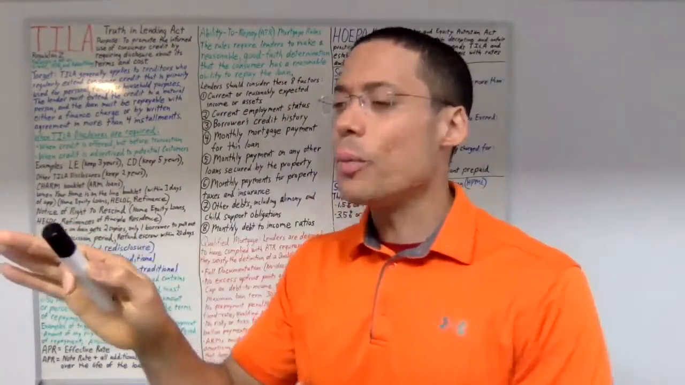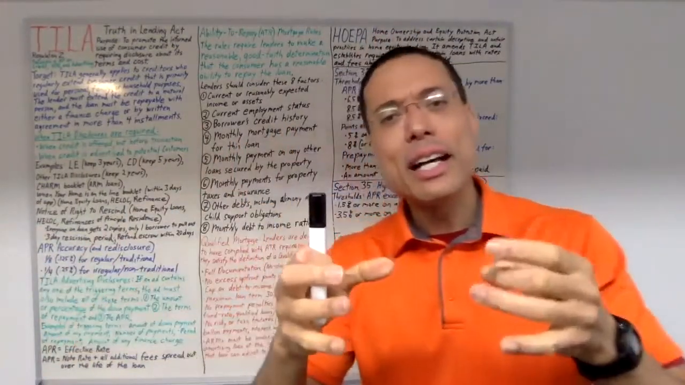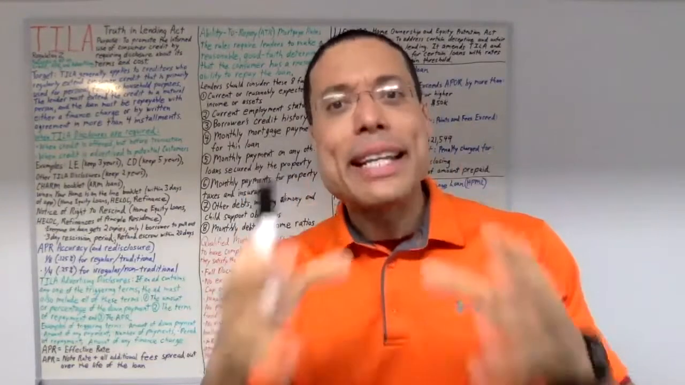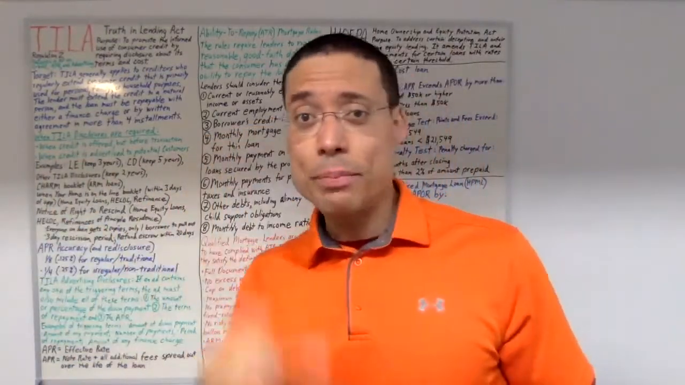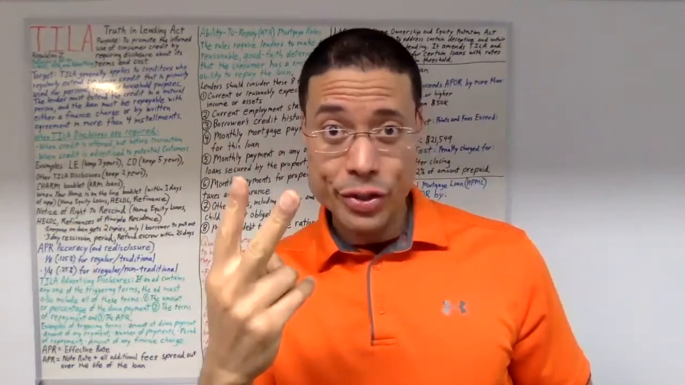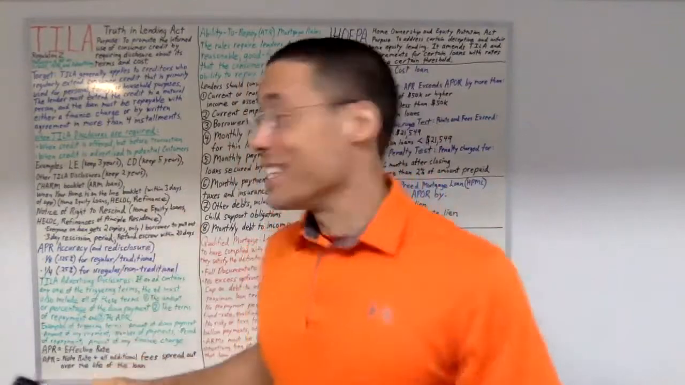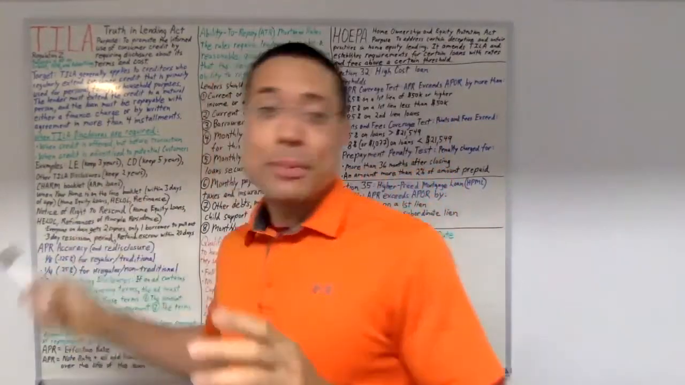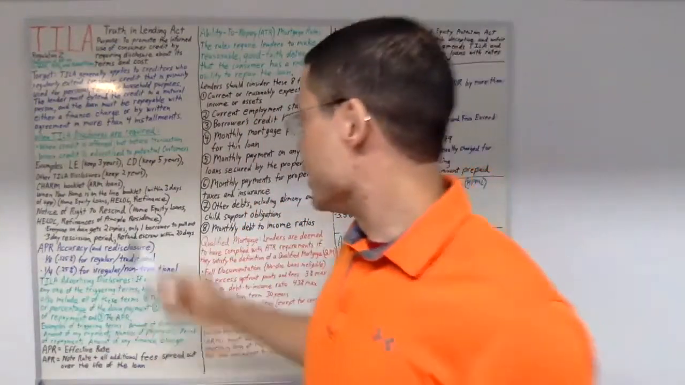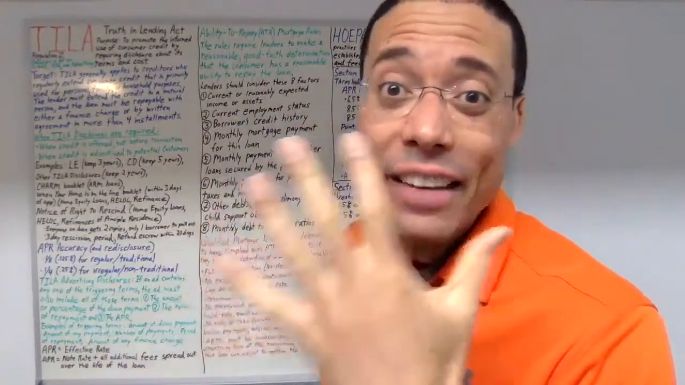And as a side note, in general, how long must TILA disclosures be kept? In general, TILA disclosures must be kept for 2 years. However, there are exceptions. One of the exceptions is the LE, the loan estimate. The loan estimate must be kept for 3 years. And another exception is the CD. The CD must be kept for 5 years.